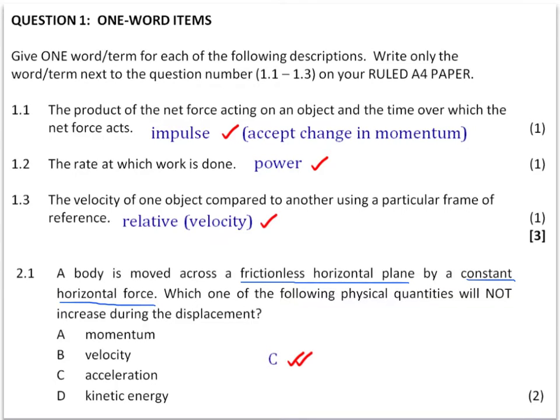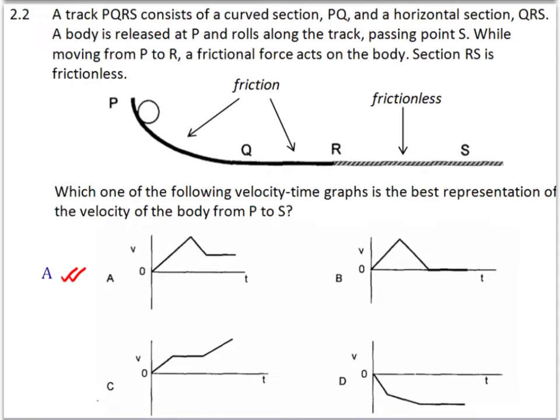Now, from Newton's first or second law, if you have a constant horizontal force acting, there will be an acceleration. However, because the force is constant, that acceleration will be constant as well, and hence will not increase. Because there will be an acceleration, velocity will change. Because velocity changes, momentum will change. And also because velocity changes, kinetic energy will change. So the only quantity that will not increase is acceleration, so the answer is C.